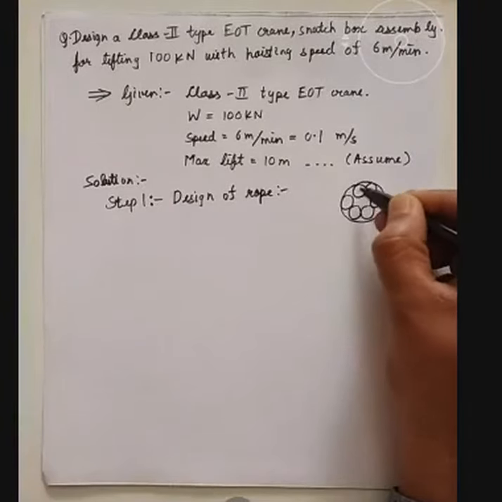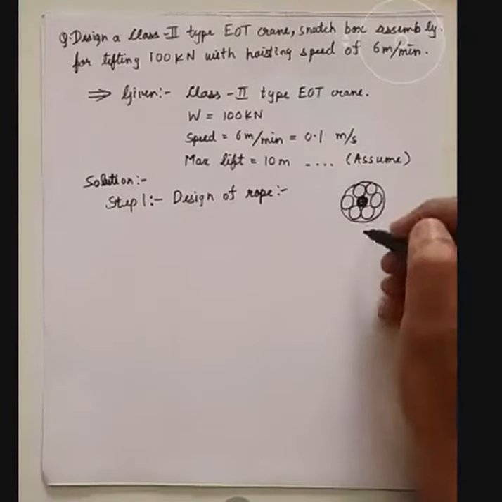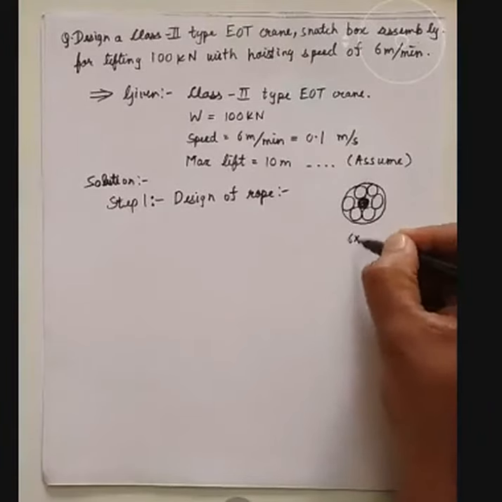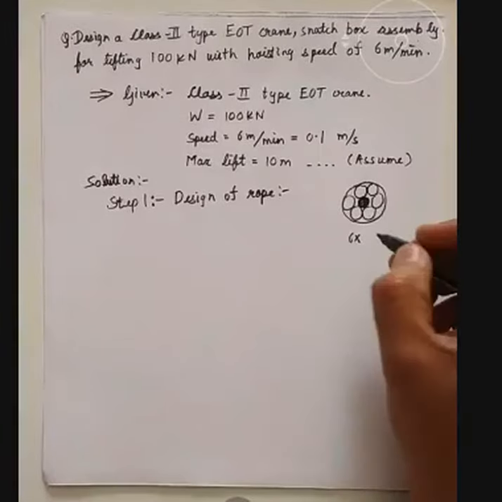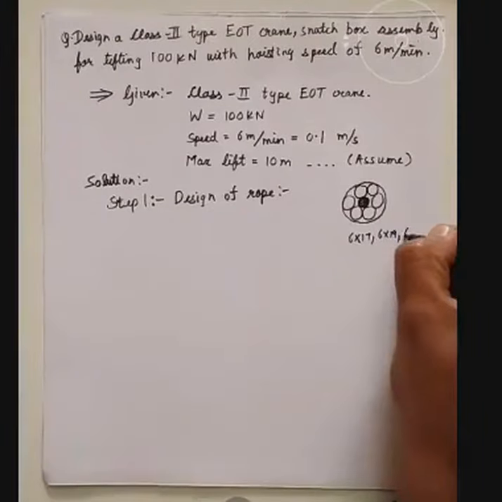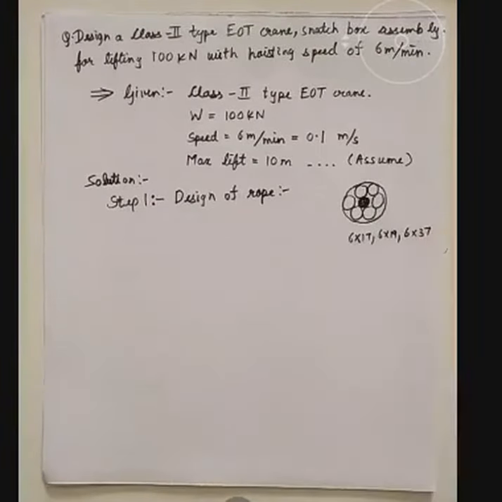So this is 1, 2, 3, 4, 5, 6. Here in the center, this is your core. The core can be filled with filament or it can have some steel wires. So your rope can be 6 into 6, where 6 is the number of lobes which I have drawn, and 6 into 17, 6 into 19, 6 into 37, and so on. These are the types of rope which we will be using.